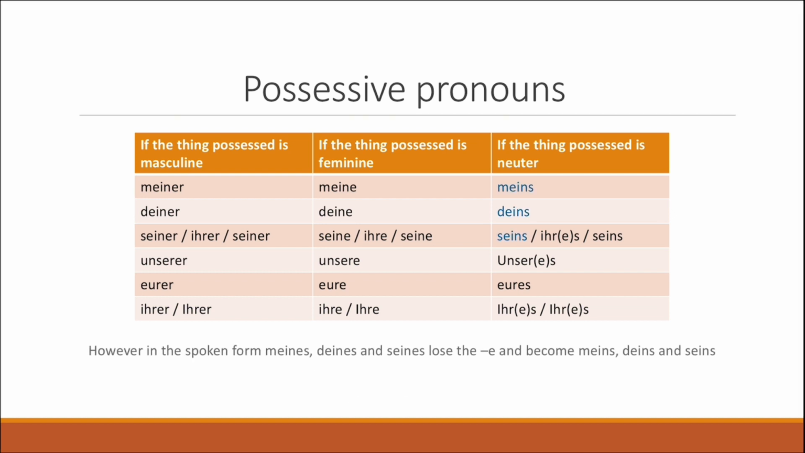Now, if they add es while referring to a neuter noun, why do we have meins, deins, and seins? Well, we know that in the spoken form, meines, deines, and seines lose the e, and because of that, they become meins, deins, and seins. So this is also pretty important to know. But it is also fundamental to know that both cases are right. So you are the one who is going to choose whether to use meins or meines. It's still going to be all right.